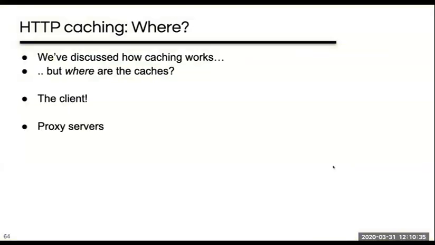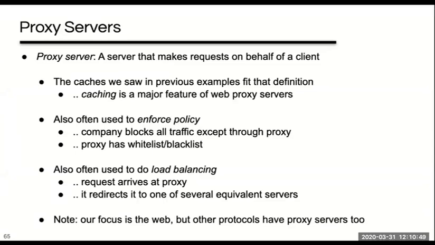And so we've talked about how caching works, but where are the caches? We know we've got one in a client, but as was asked in chat, where do the other ones live? They live in proxy servers. So, what's a proxy server? It's a server that makes requests on behalf of the client. The caches that we saw in previous examples fit that definition, and caching is a major feature of a lot of web proxy servers. Proxies are also often used to enforce policy, to do load balancing, and they're used for protocols besides just the web, but our focus is going to be on the web.